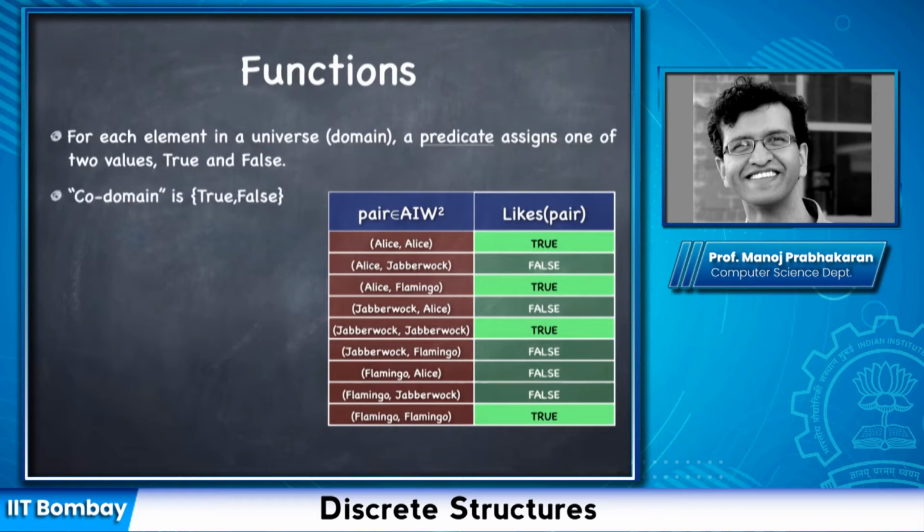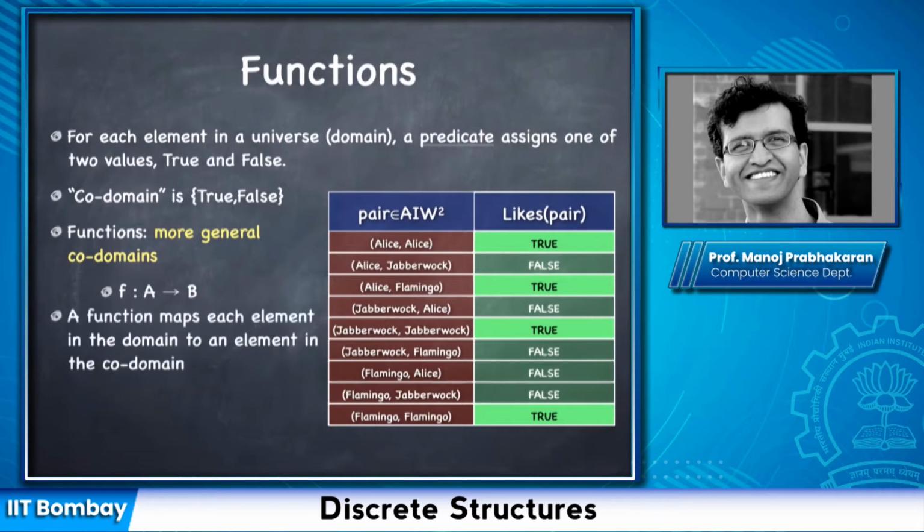This is a special case of a function where true and false, the set containing these two elements, forms the codomain. Those are the values that get assigned to each element in the domain. A function could be more general, where the codomain could be an arbitrary set. It doesn't have to have just two elements. In this case, we denote the function like this. Here A is the domain and B is the codomain. We say that a function maps each element in the domain to an element in the codomain.